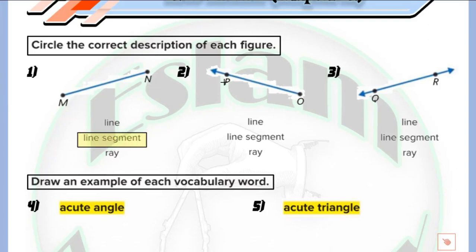In question number 2, we have only one endpoint, and the extension from the other side. Once we have exactly one endpoint, it will be a ray. In question number 3, there are no endpoints. The shape that we have now is extended in two ways. We know that it extends because we have an arrow from the left and an arrow from the right. So this shape is defined as a line.